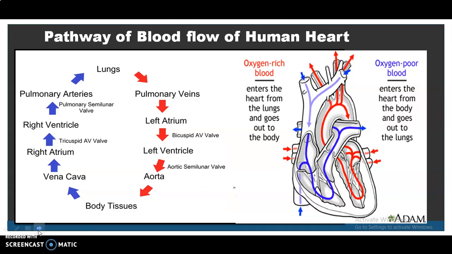Color plays a very important part which helps us to memorize things. So now if you look at the slide, we have used two distinct colors, red and blue.